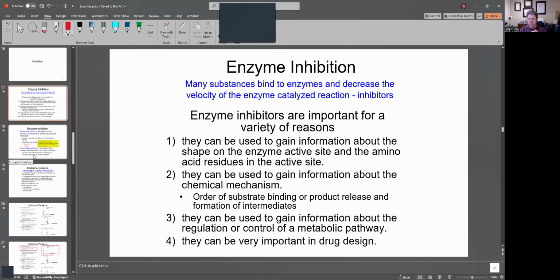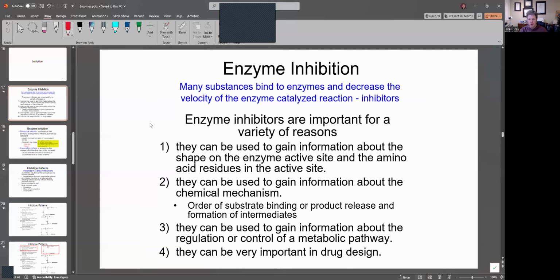These are known as inhibitors. They're very important for a number of reasons. They can be used to get information about an enzyme structure. What are the active site amino acids? They can be used for understanding the chemical mechanism. So where do electrons get pushed to and from? They can also give insight into regulating a metabolic pathway, and ultimately they can be very beneficial for drug design.